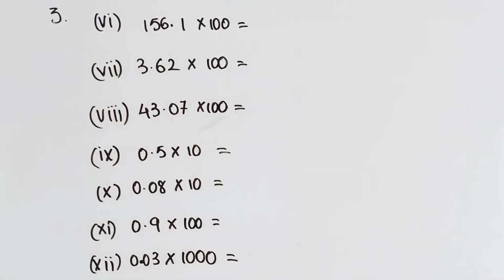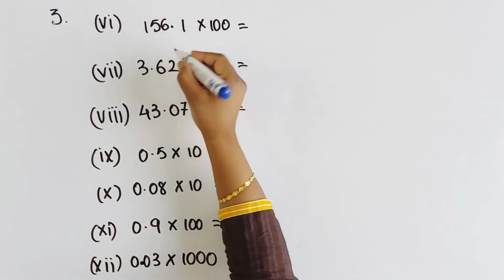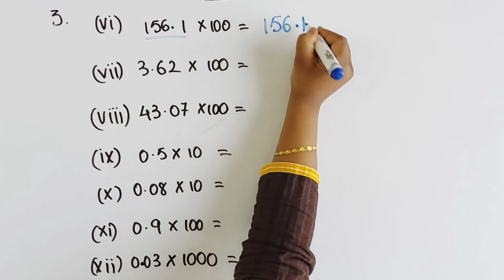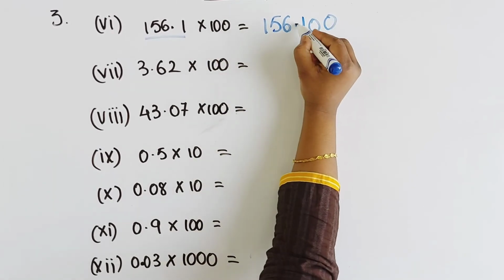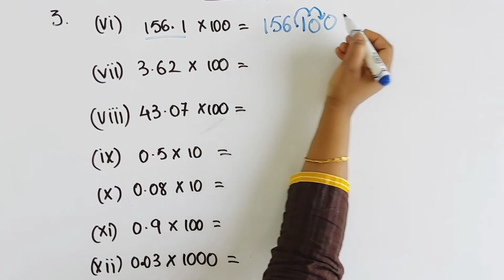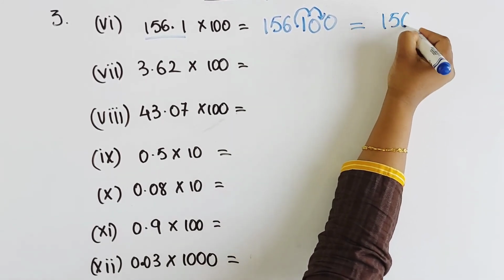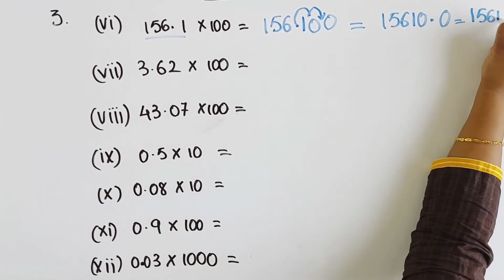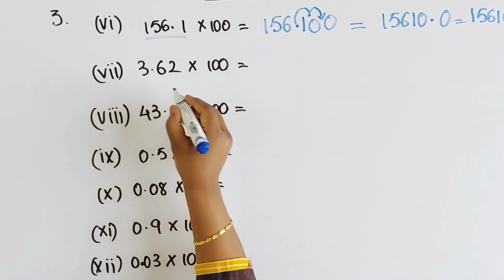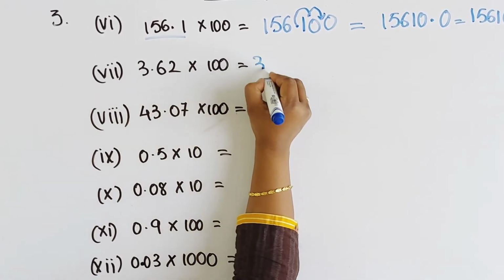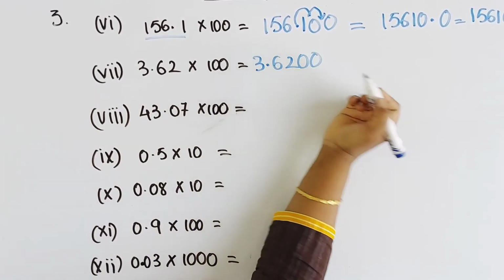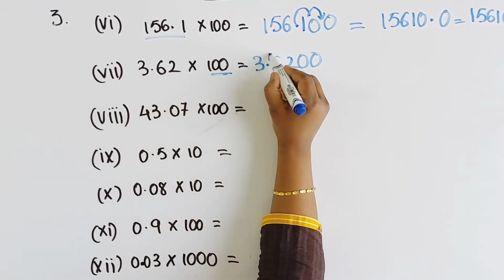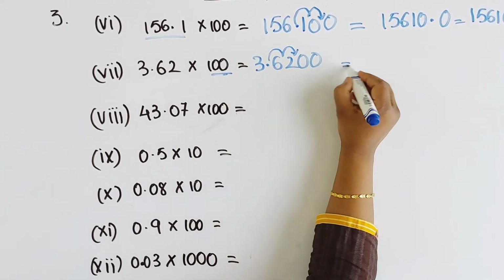Now sixth one, children, 156.1 into 100. So here also same thing. Write the number as it is. 156.1. 100 means two zeros. Correct. Now the point will move right side after two numbers. So the answer is 15610.0. That is 15610. Seventh one, 3.62 into 100. Same thing. 3.62. 100 means two zeros. Now the point will move right side after two numbers. 1, 2 here.